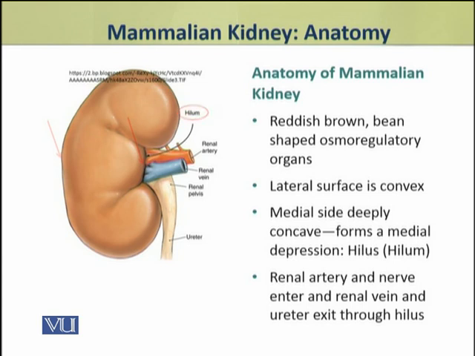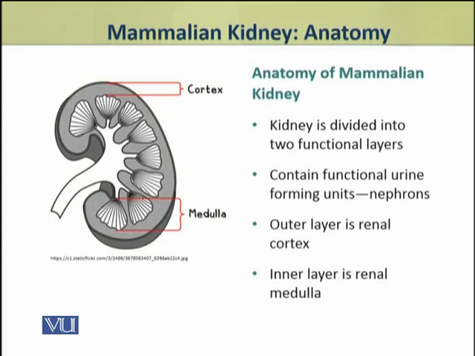Through the hilus, renal artery and nerve enter, and renal vein and ureter exit. Kidney is divided into two functional layers, which contain the functional urine-forming units, that is, nephrons. The outer layer is called the renal cortex, while the inner layer is called the renal medulla.